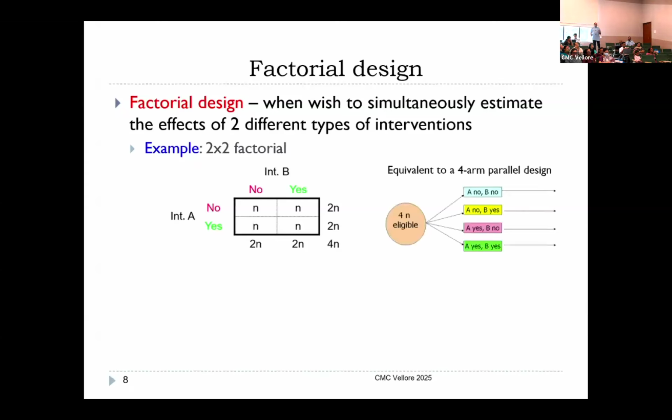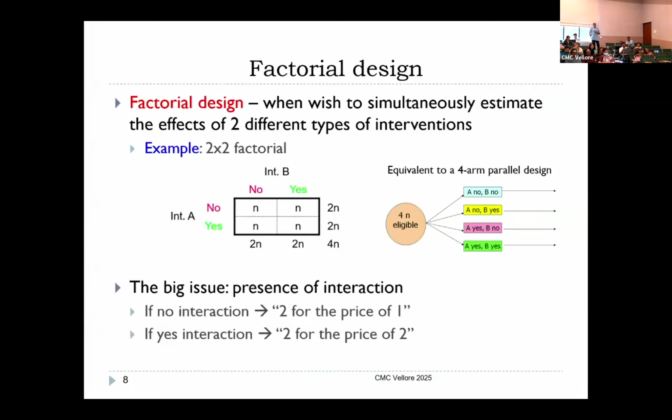Some people think of it as equivalent to a four-arm parallel design, where you have the no-no, no-yes, yes-no, and yes-yes people that you're following. Now, if there is no interaction, you get two studies for the price of one. If there is interaction, you get two studies for the price of two. You don't get any benefit from it.